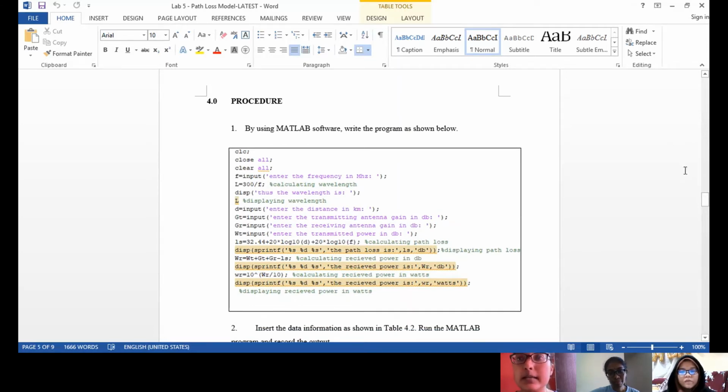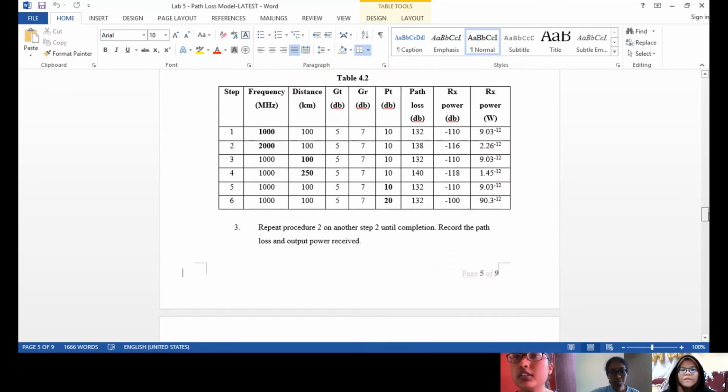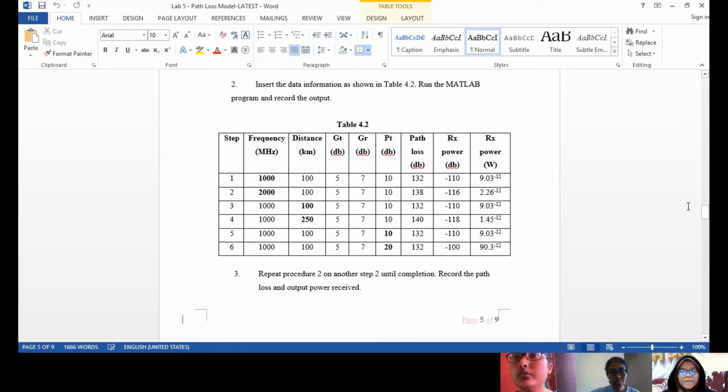Okay, we did this lab by using MATLAB software. We copy the program given and run the program to record the output. We follow the data in table 4.2 with the frequency, distance, transmitting antenna gain, receiving antenna gain, and PT, and we find the path loss in dB, receiving power in dB, and receiving power in watts. And these are the results we got from the MATLAB software.